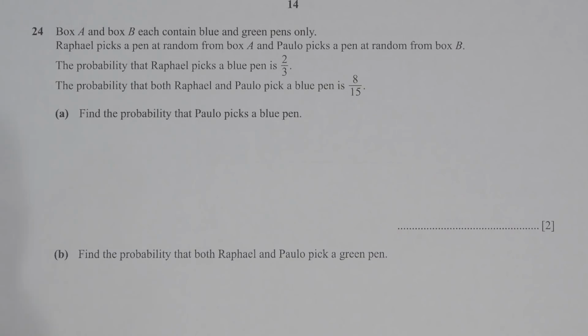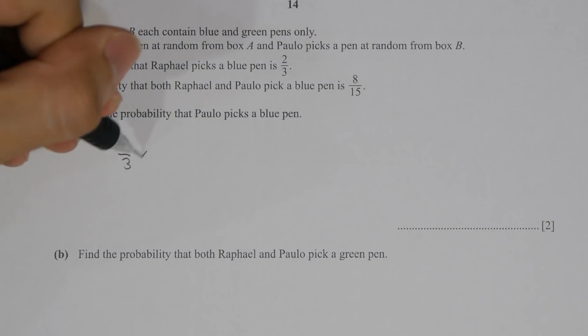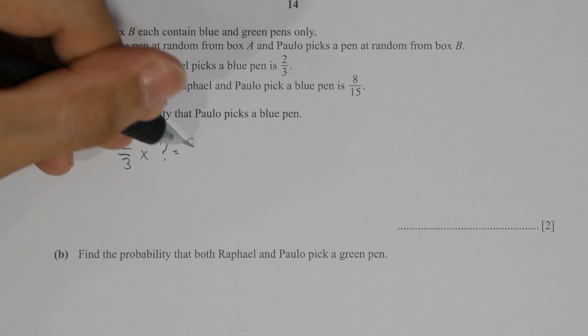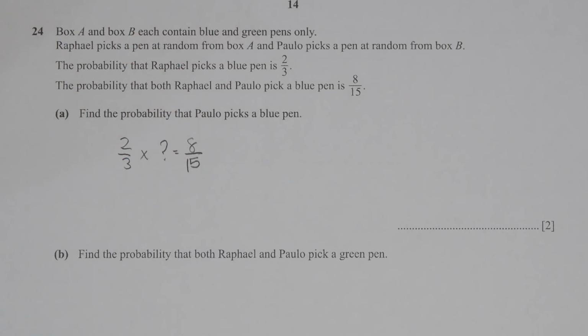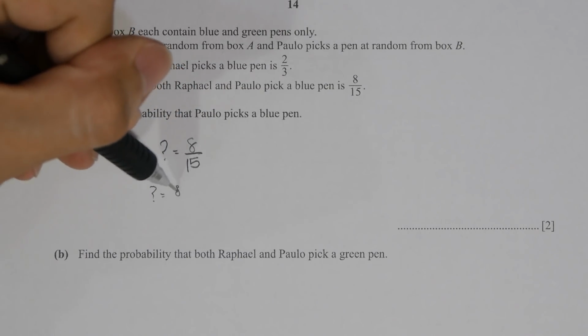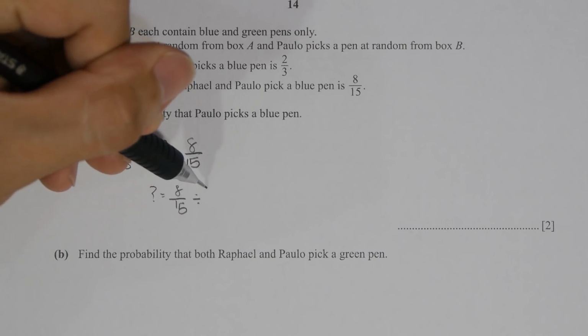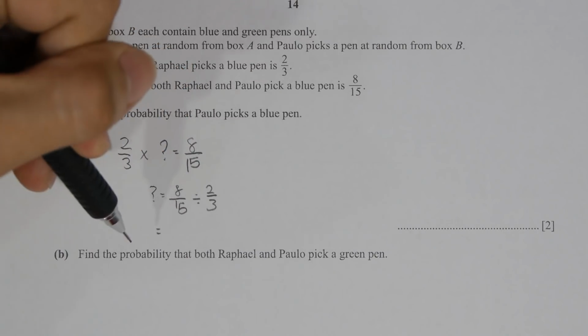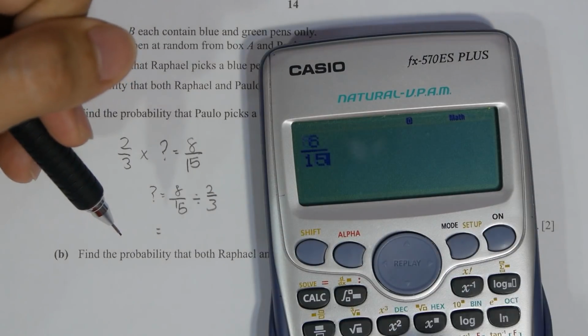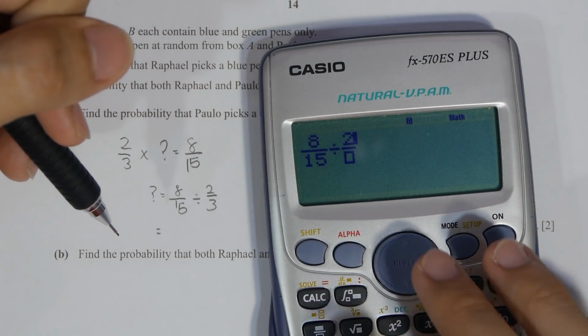Question 24 part A. Find the probability that Paula picked a blue pen. So 2 over 3 times unknown equals 8 over 15. After you run the calculation, you will get that the probability Paula picks a blue pen is 4 over 5.